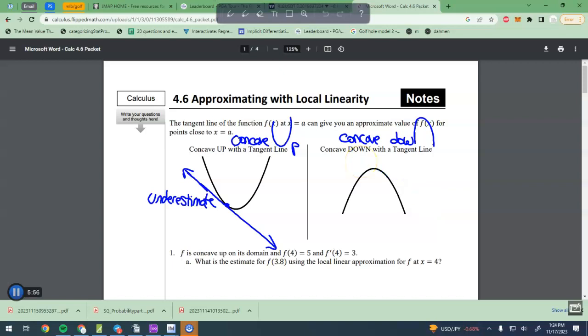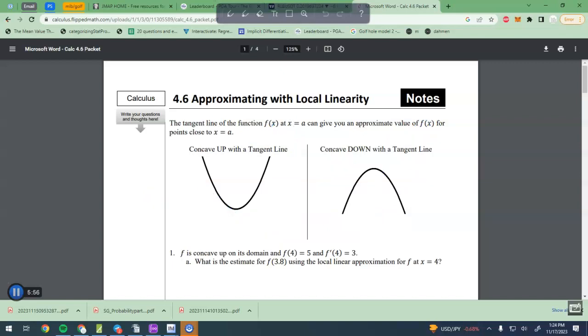So again, I want to know maybe that over there. I use the line to estimate it, but the line's going to go way on top of what it's supposed to, right? Because the curve is going down. So when the curve is concave down, our line is going to be an overestimate. And for now, that's all you need to understand about concave.